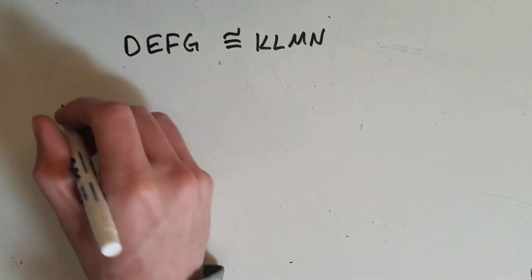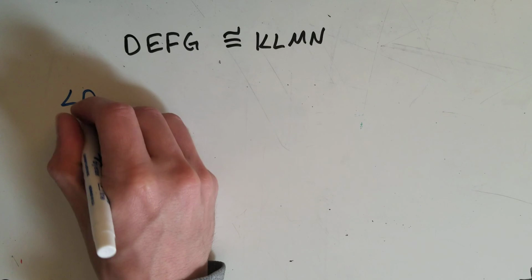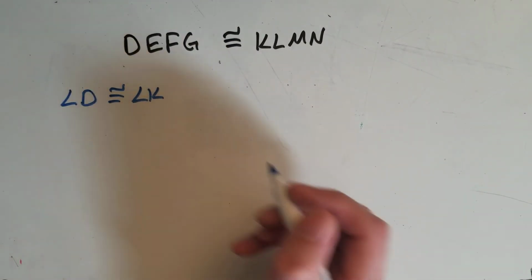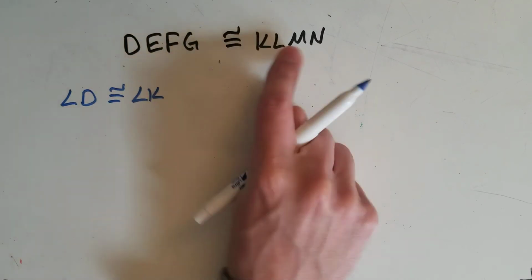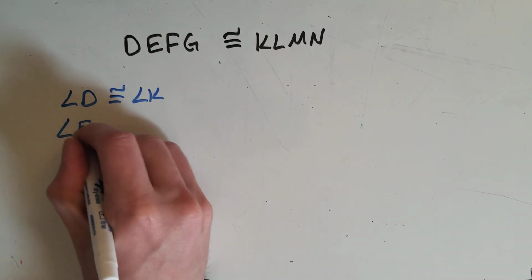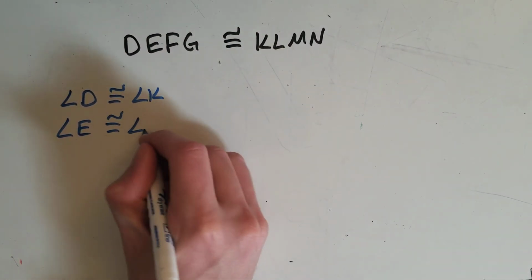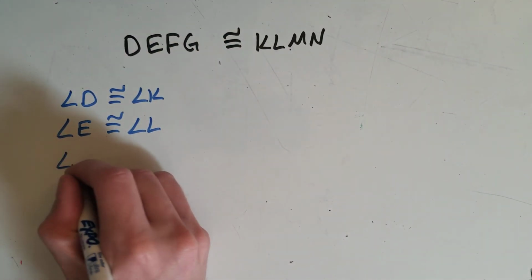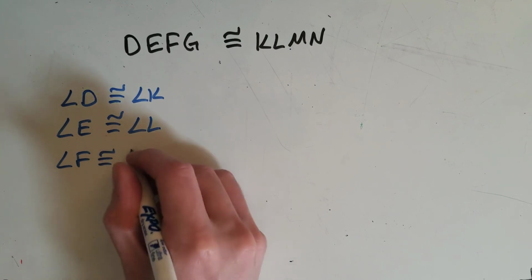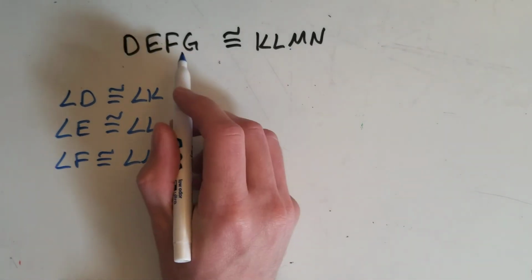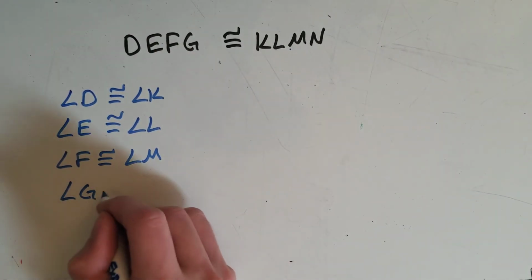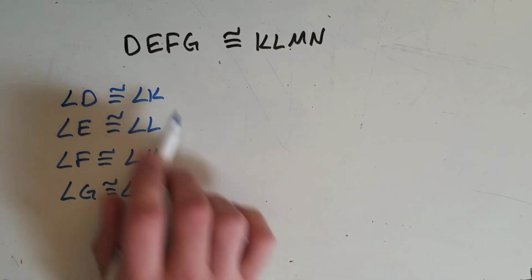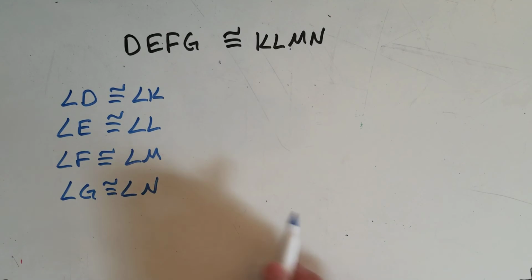So from this, if we listen to the angles, we know angle D is going to correspond with K. So that means they're going to be congruent. They're going to have the same measure. Angle E corresponds with L. Angle E is going to be congruent to angle L. They are corresponding. F is going to go with M. So angle F is congruent to angle M. They'll have the same measure. And angle G is going to be congruent to angle N. These are all the angles that will go together.